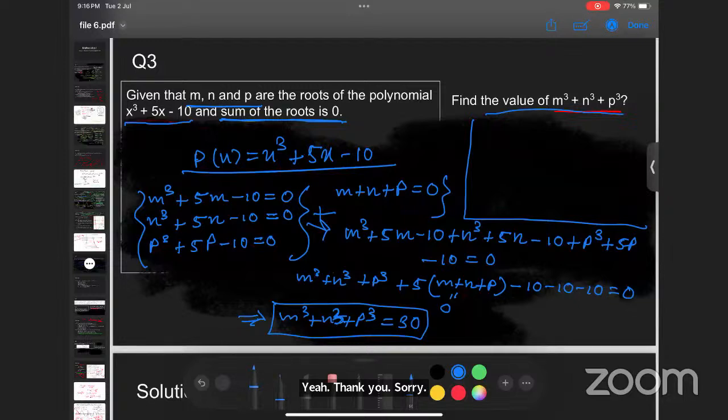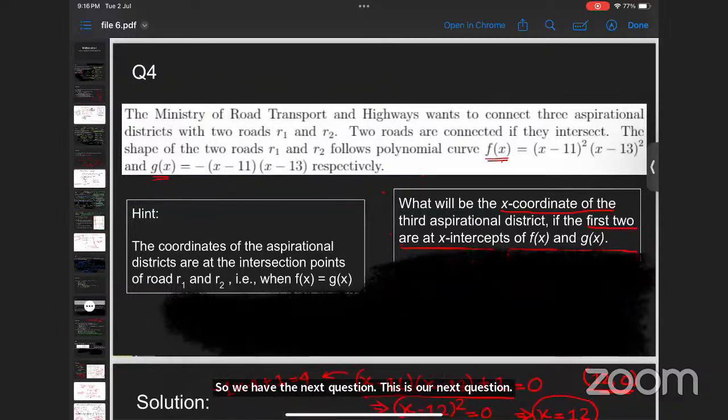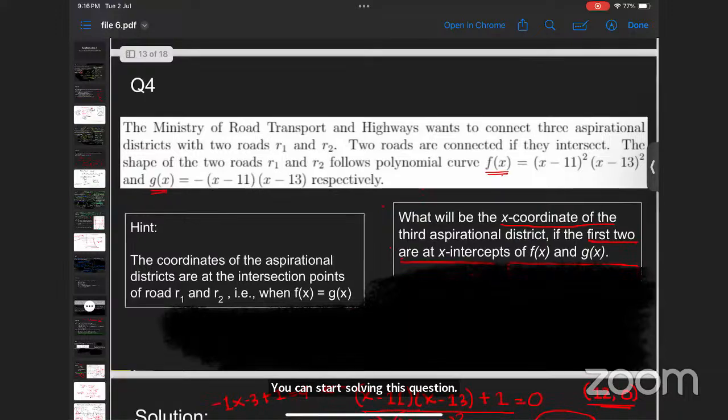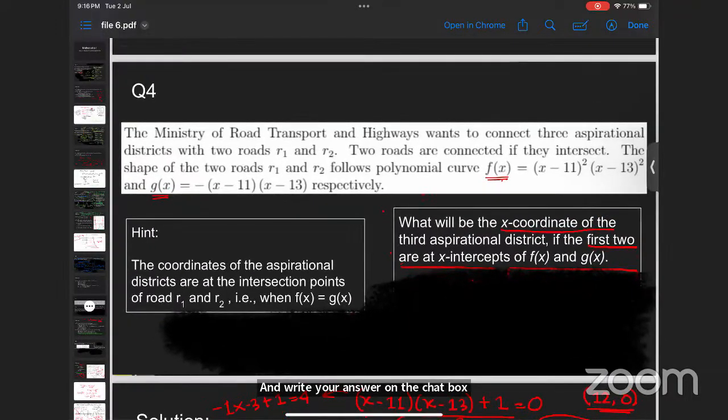So we have the next question. This is our next question. You can start solving this question and write your answer in the chat box. Is this visible now? Yes, ma'am, it's visible. Okay, let's try to solve this question. There is one hint also. You can use the hint to solve it.